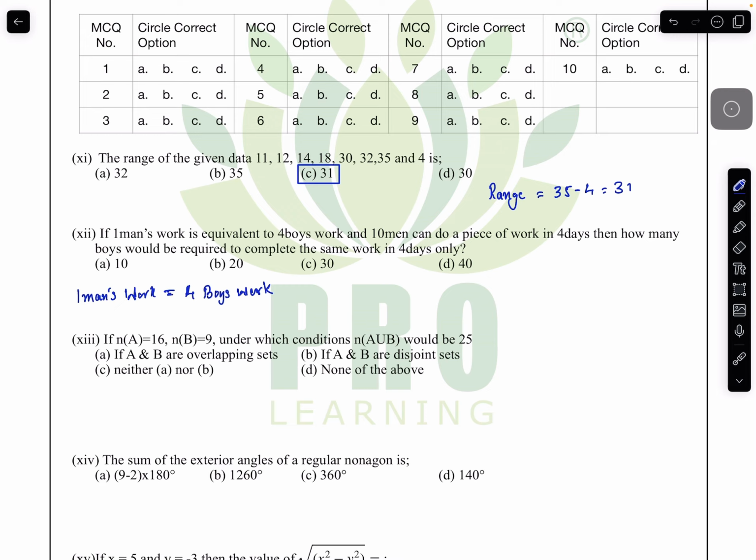So here the question says 10 men can do a piece of work in 4 days. And how many boys would be required to complete the same work in 4 days? So here we haven't changed the number of days, we haven't changed the work. So technically 10 men, one man was 4 boys, so 10 men will be 40 boys. 40 boys is the right answer here.